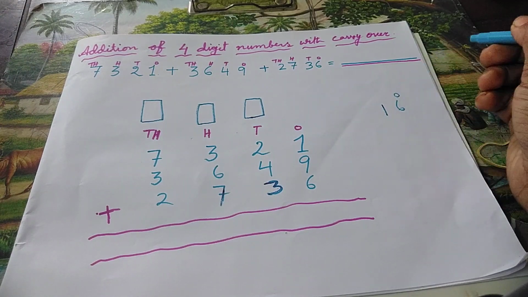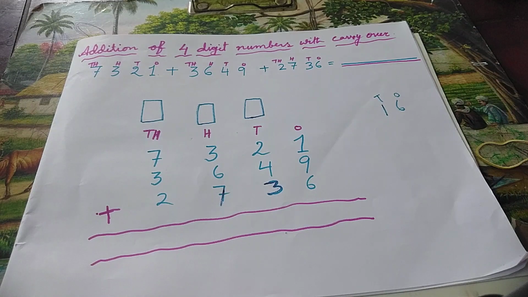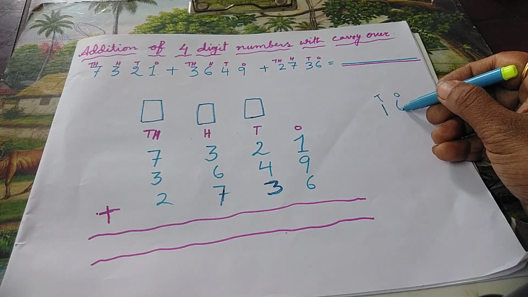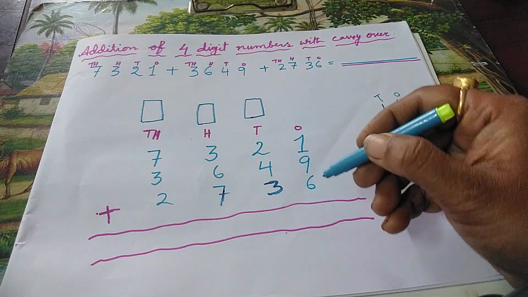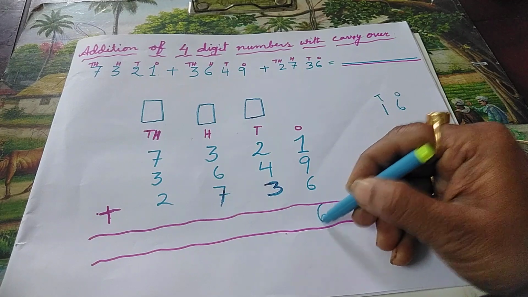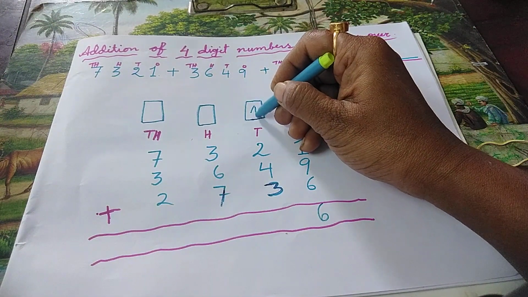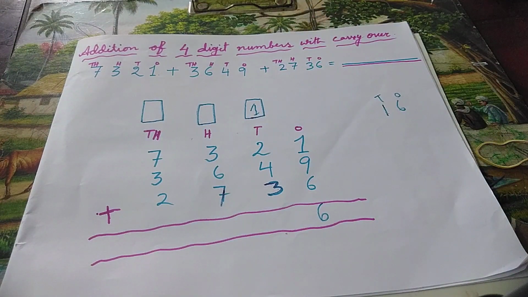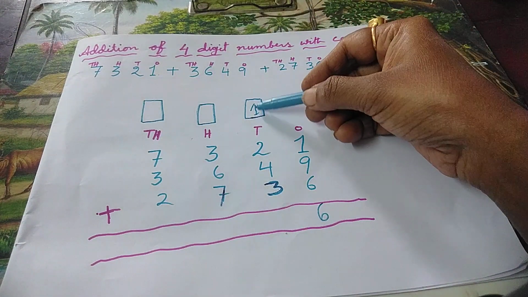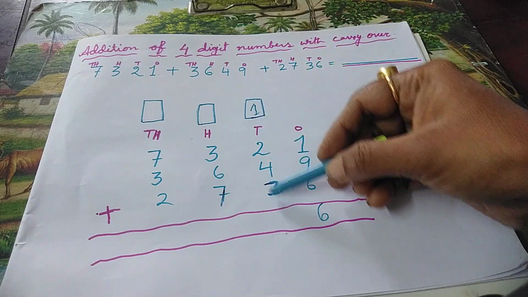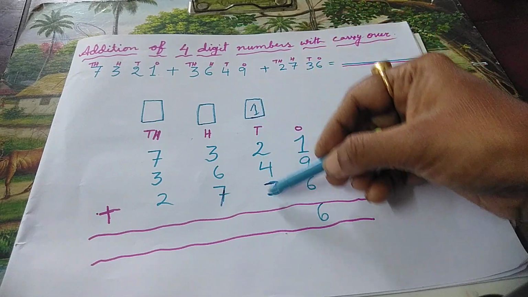6 belongs to ones place, 1 belongs to tens place. Okay. So 6 will go in ones place. Okay. And 1 will carry in tens place. Okay. Now add the digits, those belong to tens place.